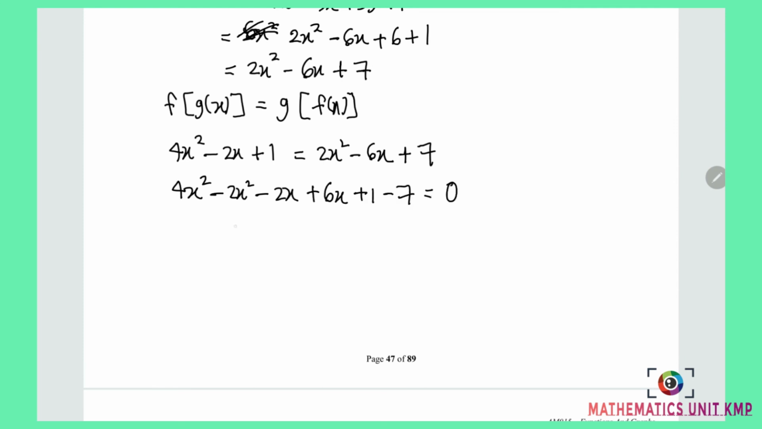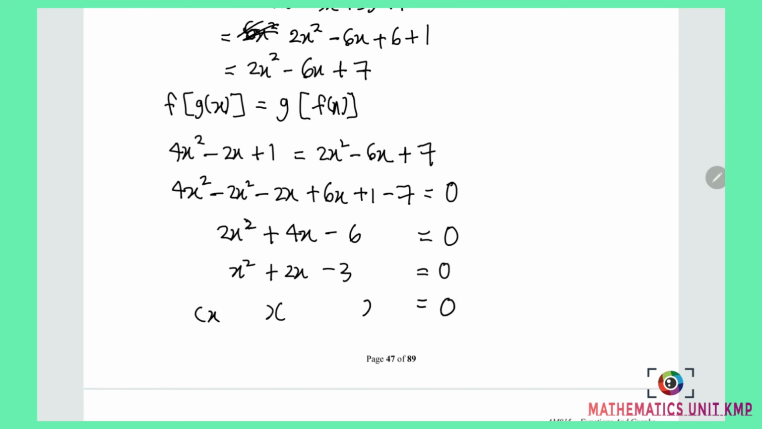Alright, now simplify, dia akan dapat macam ini. Okay, then you tengok sifir sama sifir 2, you boleh simplifykan dia lagi. Okay, dah tinggal simple macam ini, you factorize untuk mencari nilai x. Okay, bila dah factorize, tinggallah x equal to negative 3, x equal to 1. That's how you solve the question on finding the values of x. Do you understand?